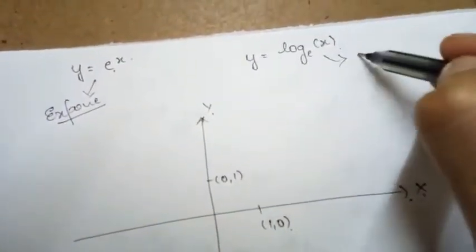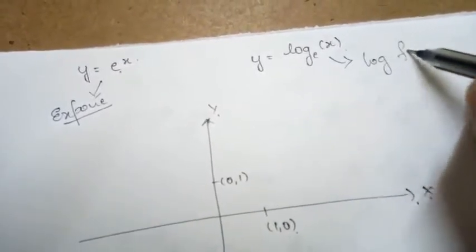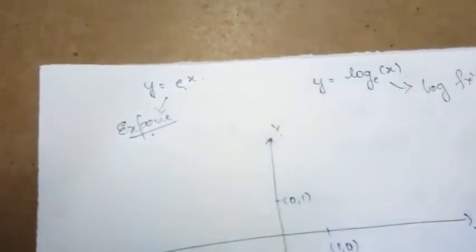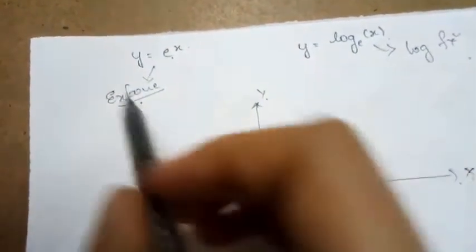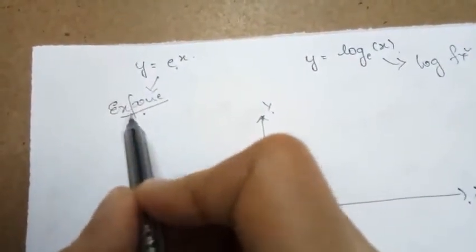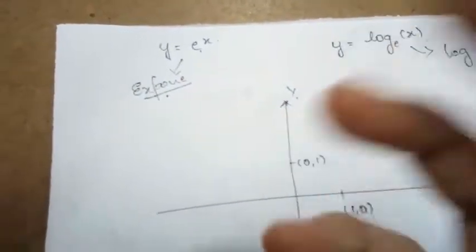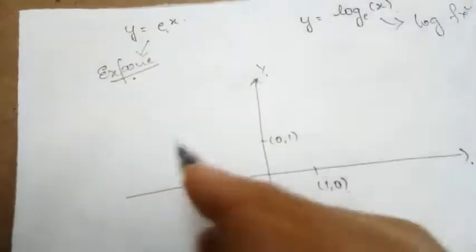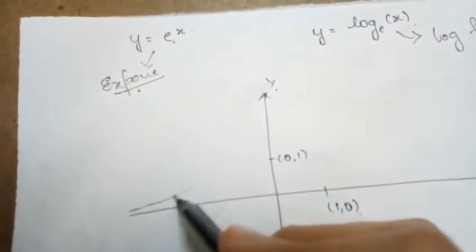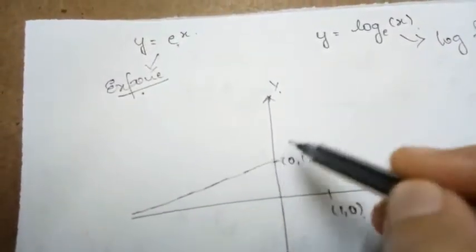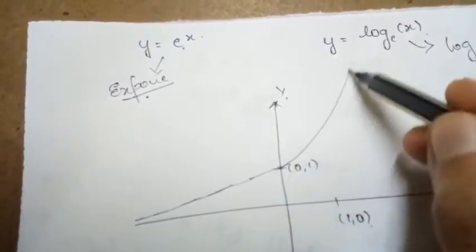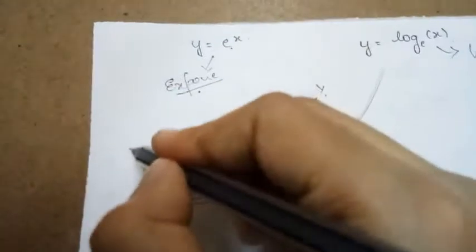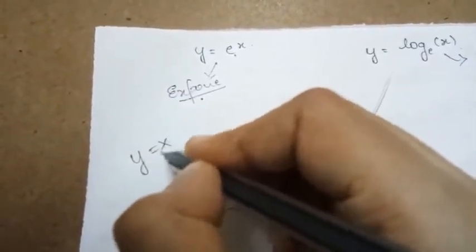This is our logarithmic function. So now let us draw the graph of this exponential and logarithmic function. How will the exponential function be? It is a curve which is passing through the point (0, 1), but it never crosses the x-axis. So the graph will be something like this. Okay, and we know what the graph of y is equal to x is.